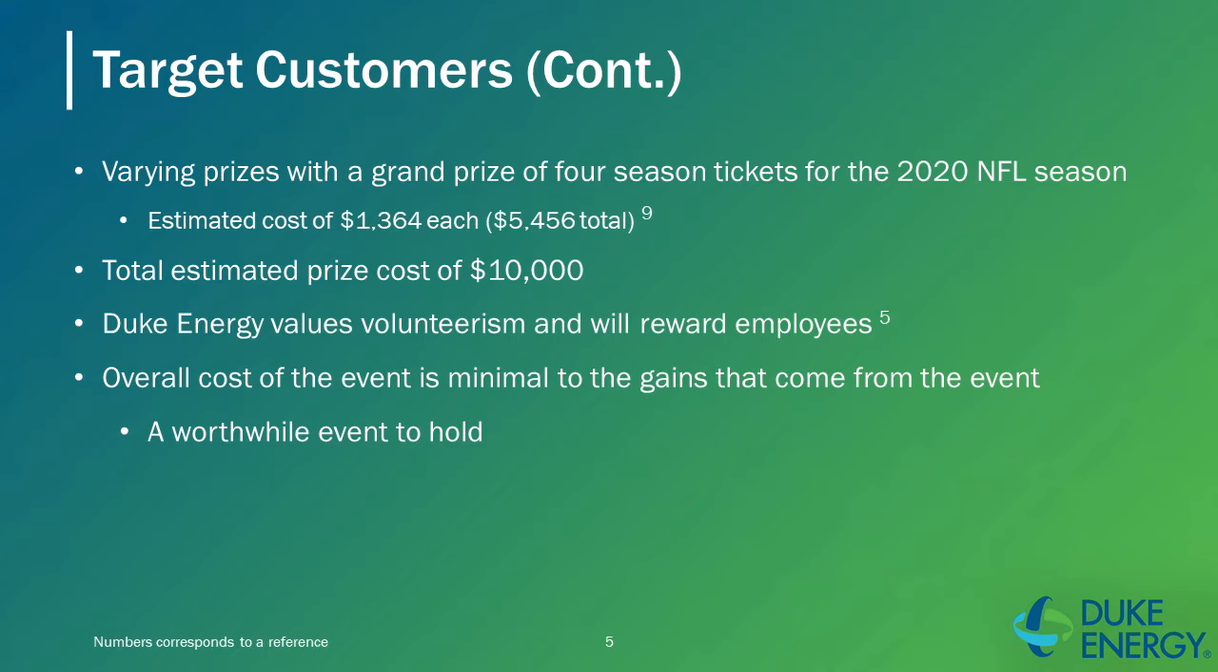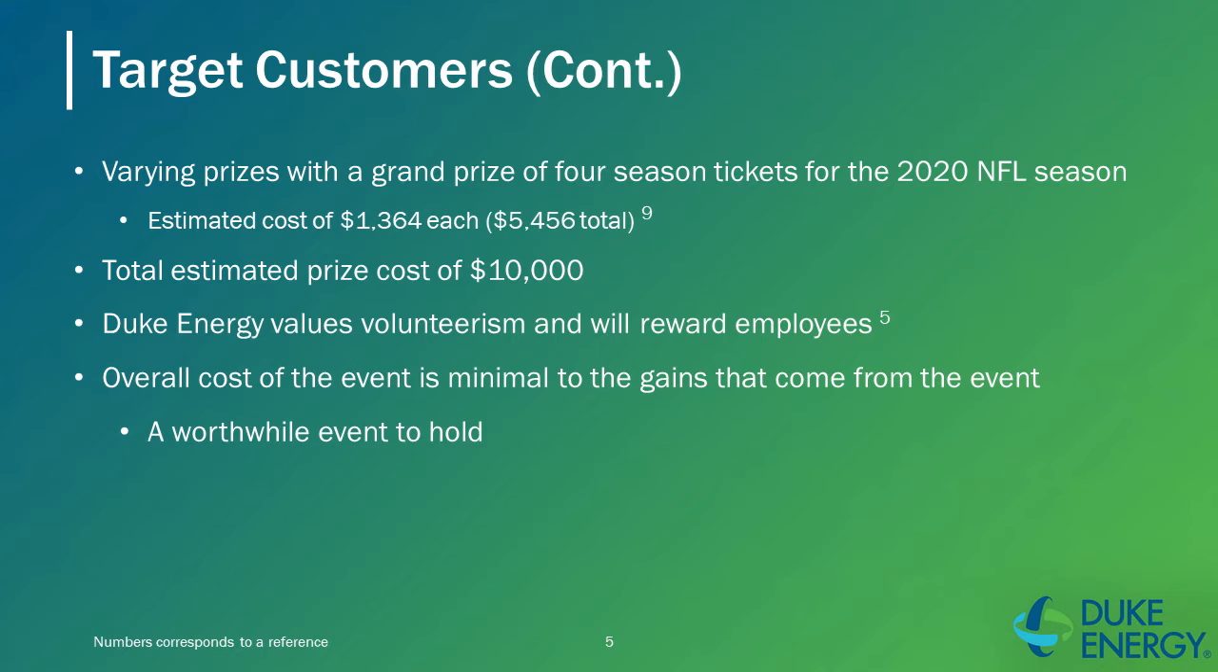$5,456. Other prizes include single game tickets, which averaged $98 a ticket in the 2019 season, smart home devices for better energy management, and credit vouchers for Duke Energy products and services. All in all, the company is looking at approximately $10,000 in prizes depending on the seats of the tickets that get agreed upon. Duke Energy employees have a strong sense of community and volunteerism, so employees who want to volunteer on their own time will be provided food and beverages for participating.